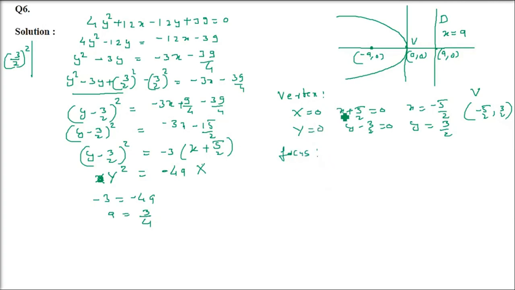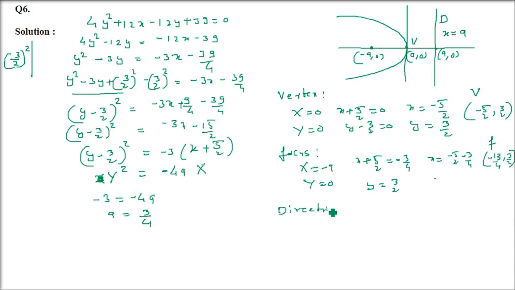Now trying to find out the focus. What is the focus here? Focus is minus a, 0. Capital X is minus a, and capital Y is 0. So x plus 5 by 2 equals minus a, which is minus 3 by 4, and y minus 3 by 2 is 0, so y will remain 3 by 2. So x will be minus 5 by 2 minus 3 by 4, and taking 4 as the denominator, you get x equals minus 13 by 4 and y is 3 by 2. So the focus is also known now.